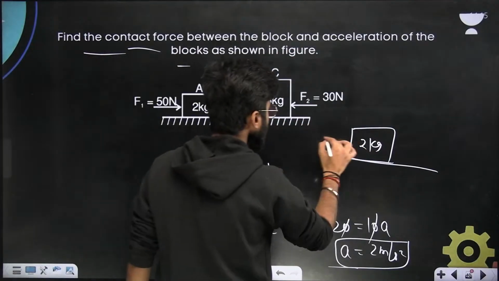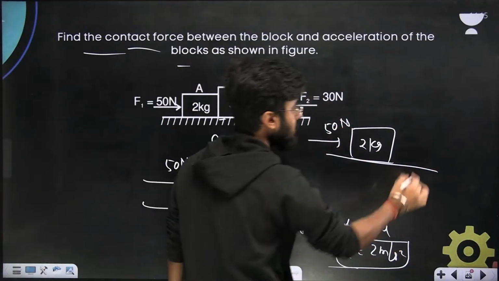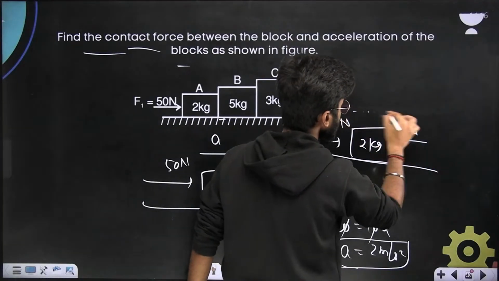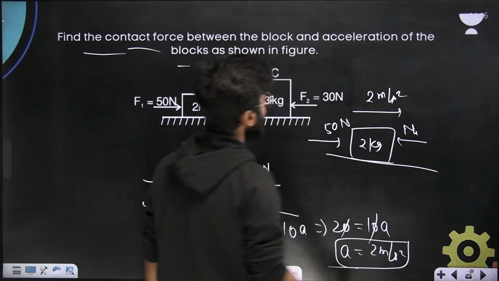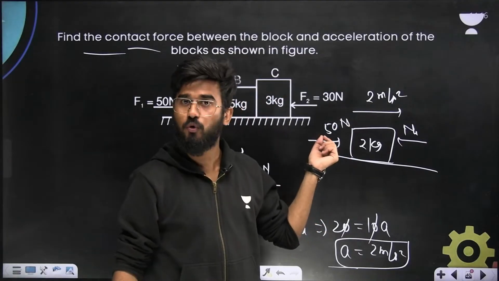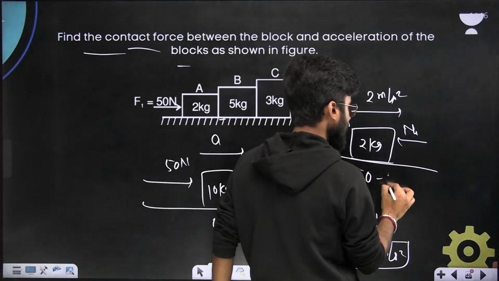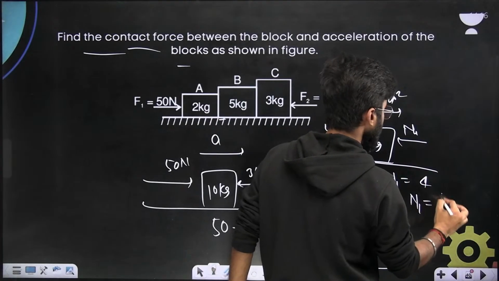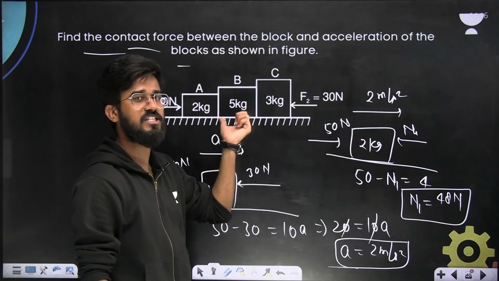Now this is 50 Newton, and there should be some normal reaction applied by this 5 kg block on this. Suppose this is N1, and this total system is going in this direction with 2 meters per second square. So write the total force. What is the total force? 50 minus N1 is equal to mass into acceleration, which means 2 twos are 4, so N1 is equal to 48 Newton. We have got the normal reaction applied by this 5 kg block on the 2 kg block.